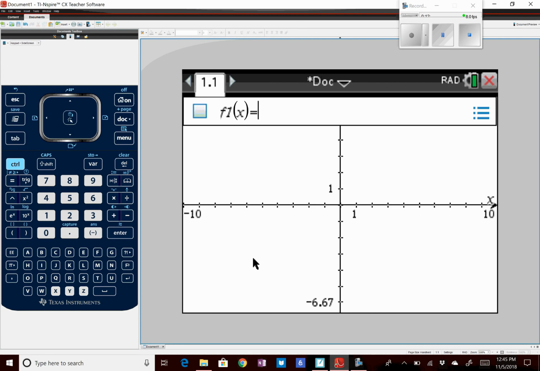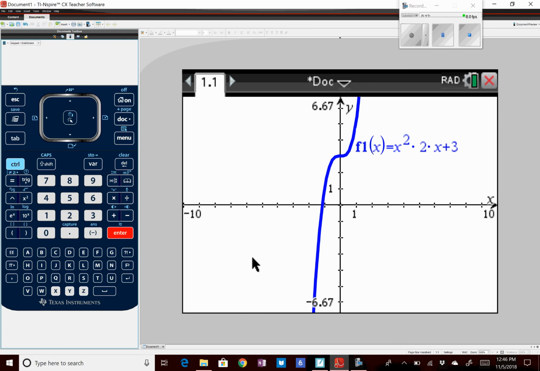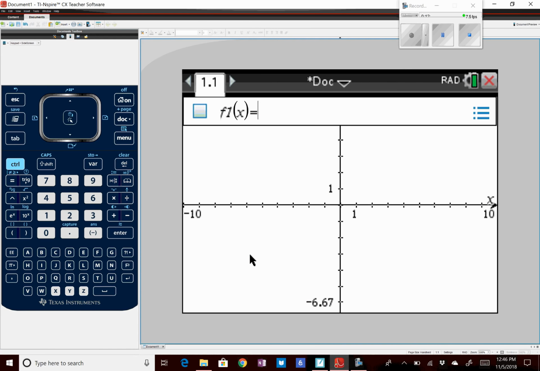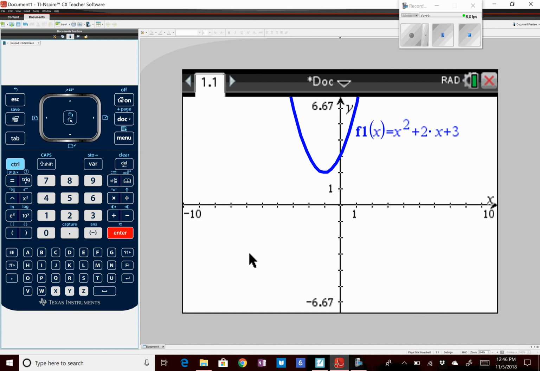So we want to graph in the calculator x squared plus 2x plus 3. And that doesn't look right. Let's try that again. One more time. X squared plus 2x plus 3. There we go. We're not so much interested in the graph right now. What we're interested in is completing that table of values.